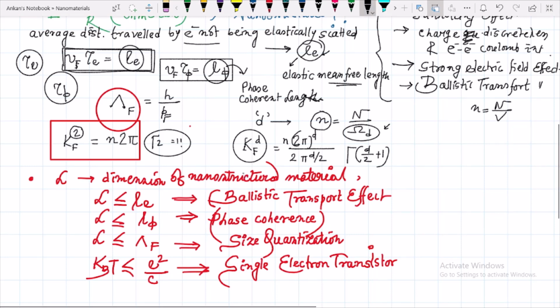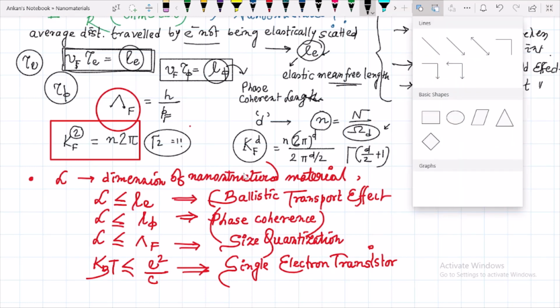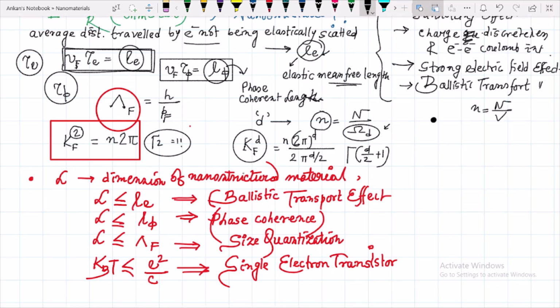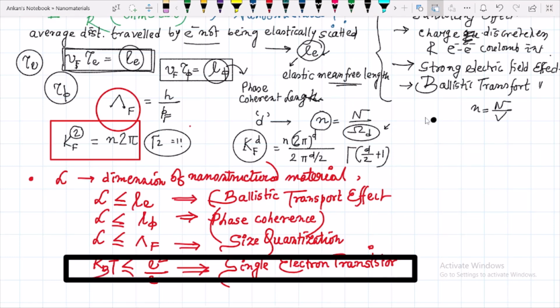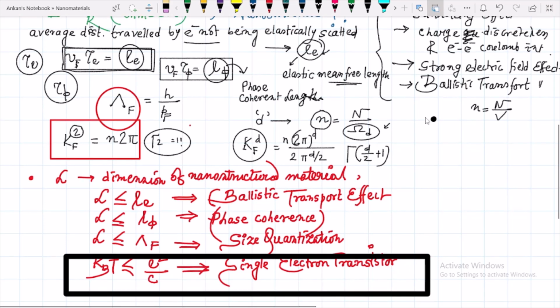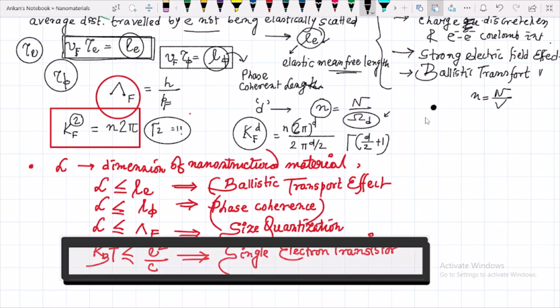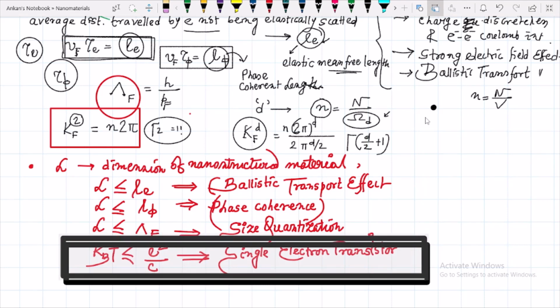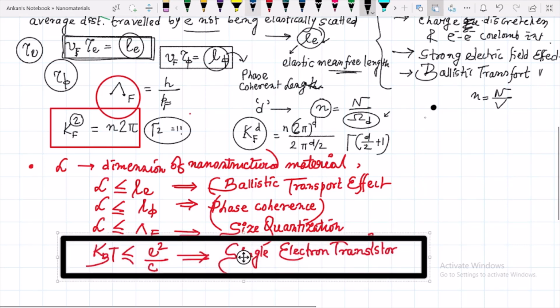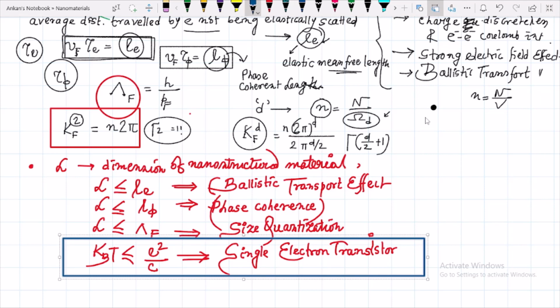Now this statement will be proved soon. This statement will be proved later.